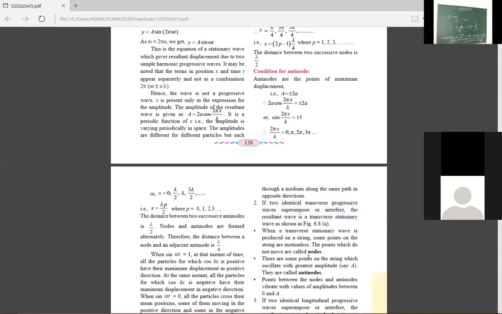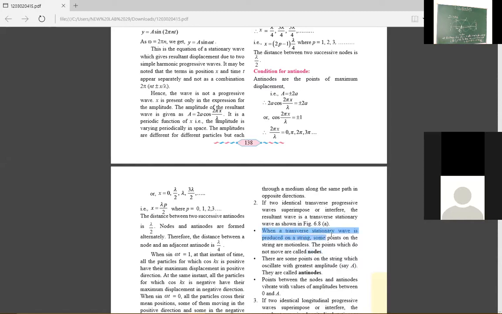Okay. Now here they have given the definition of nodes. You can write this definition also, or the definition I told you: when the amplitude is minimum in the stationary wave, that point is called a node. You can memorize that, or the definition given here, that definition you can also learn. So let's see what they have given.